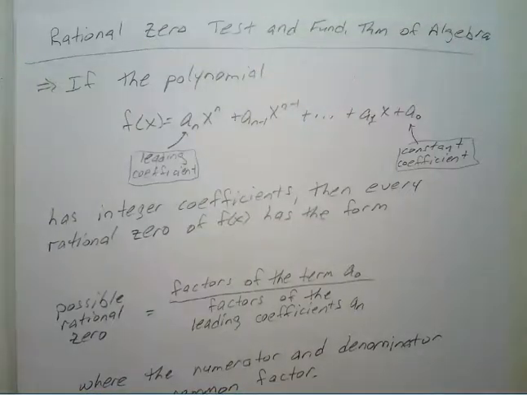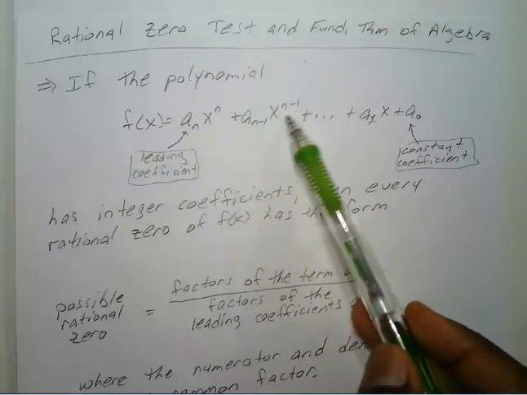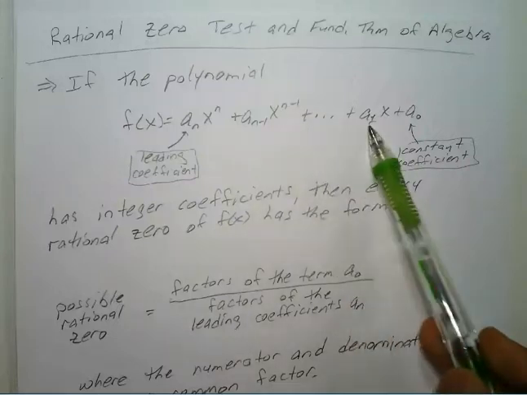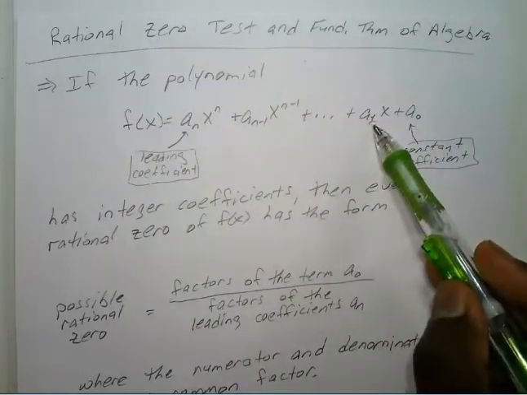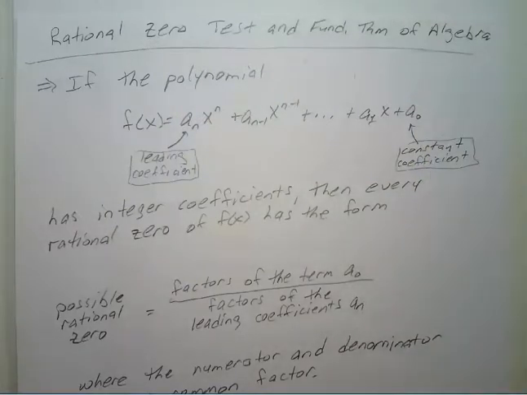Hello everyone. In this video we will be looking at the rational zero test and the fundamental theorem of algebra. Let's say the polynomial f of x equals a sub n x to the power of n plus a sub n minus 1 x to the power n minus 1 plus, and it keeps on going all the way until you get to your x term and your constant coefficient.